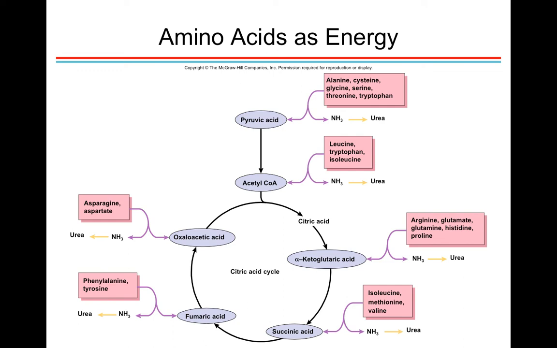Yes, they don't go through glycolysis, but we know that the citric acid cycle can generate 10 ATP each time it goes around, right? So amino acids are also a great source of energy.